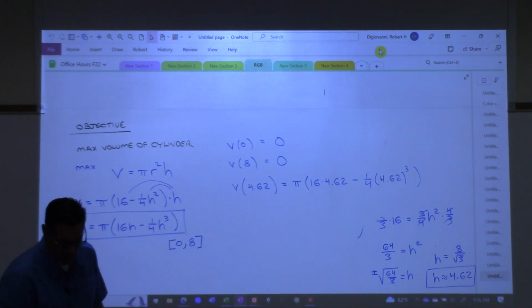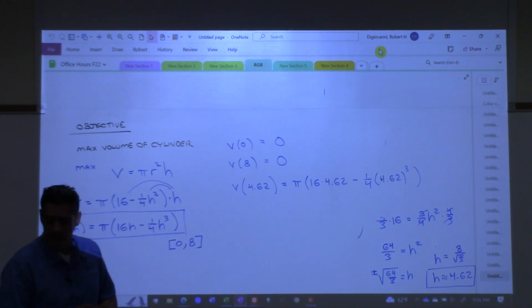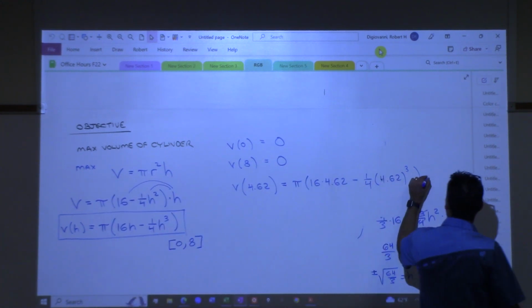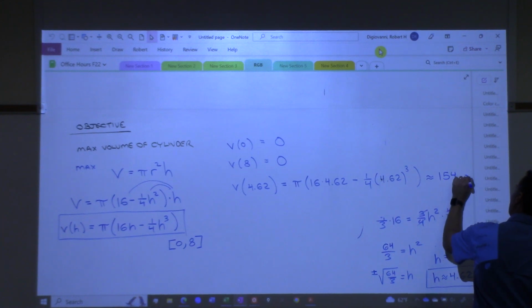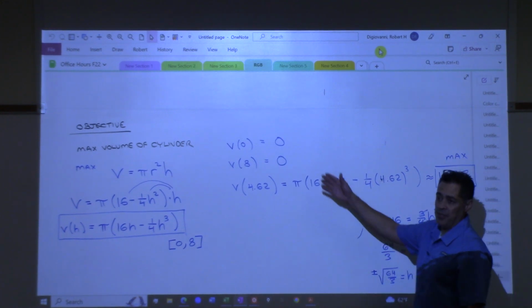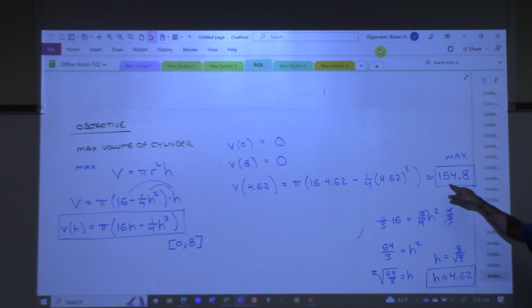I'm getting about 154.7. Anyone else get that? Yeah? Okay, let's go 154.8. About 154.8. Now obviously this is our max, right? Because the other two answers give us zeros. So this is the maximum volume that I can get, right? This is the maximum volume I can get.